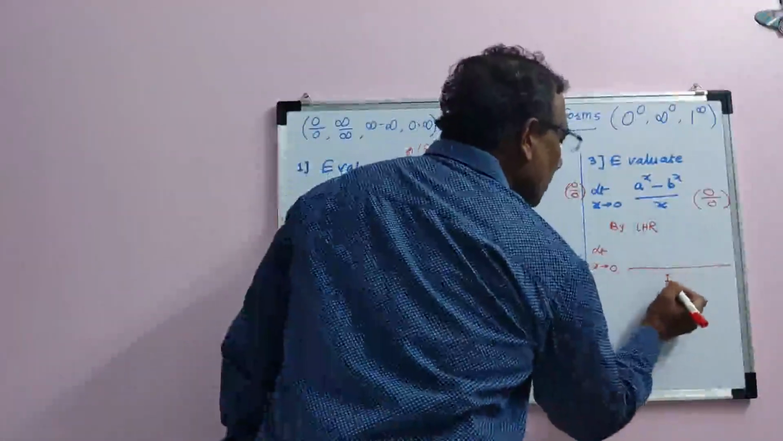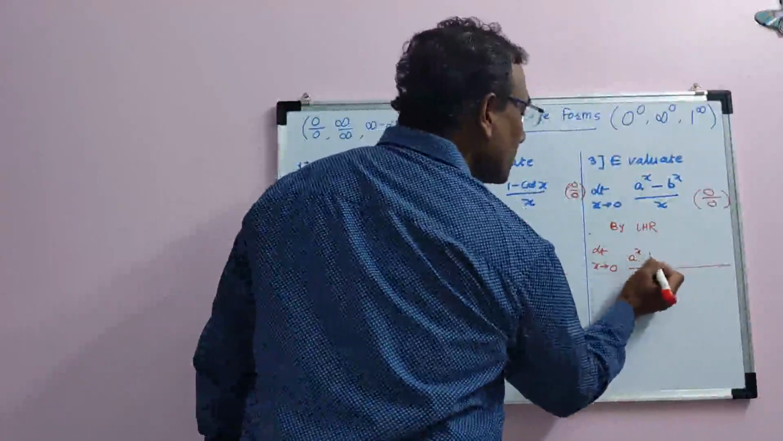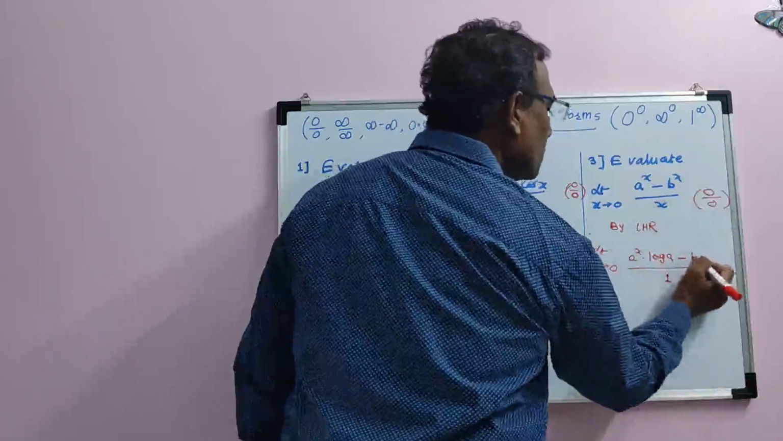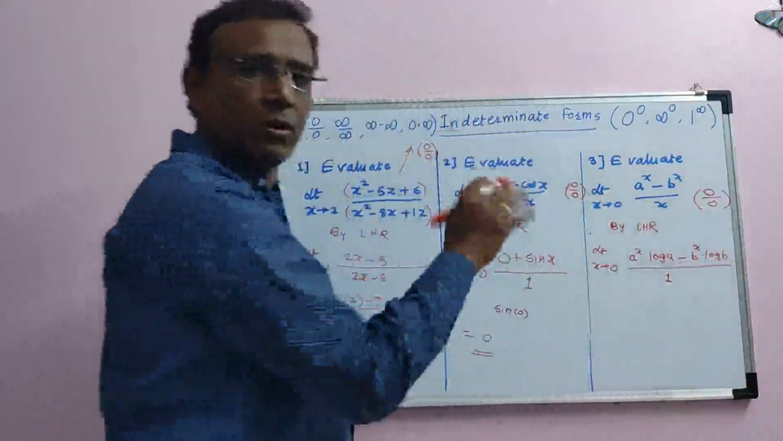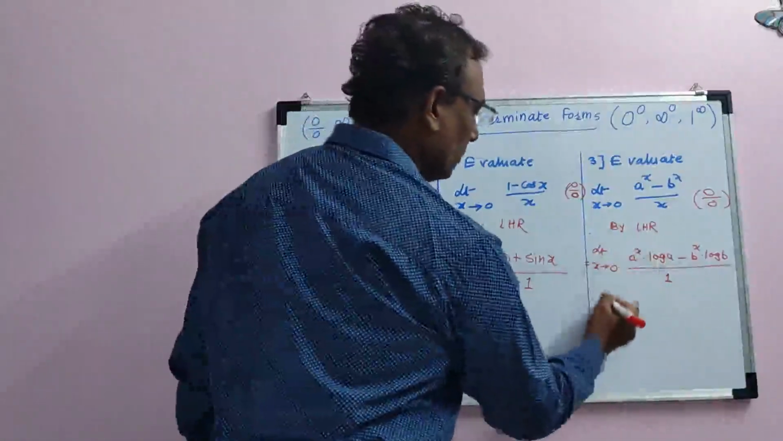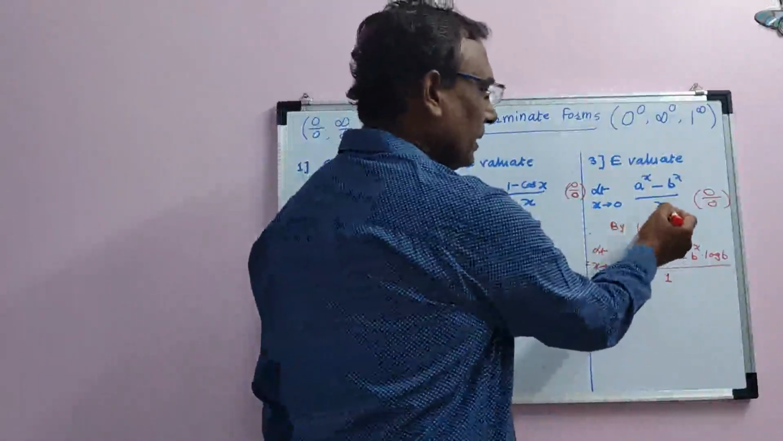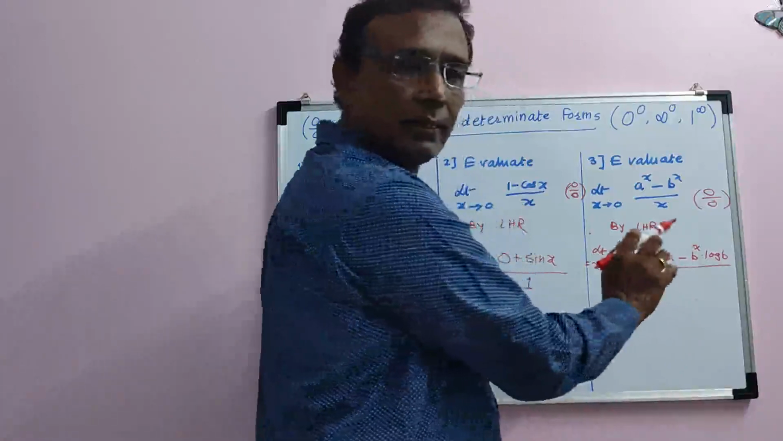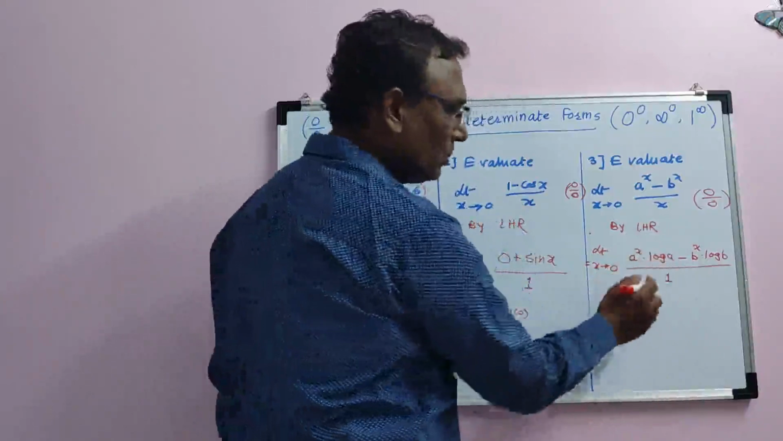Derivative of x is 1. Derivative of a raised to power x is what? A raised to x log a, minus the derivative of b raised to x, which is b raised to x log of b. Here a and b are constants. A and b are constants, that will be given in the examination. Now, I applied L'Hospital rule and the derivative of x is 1. Now the denominator does not contain any variable, means for x equal to 0, this denominator is not going to become 0.